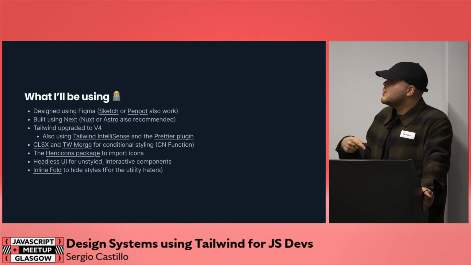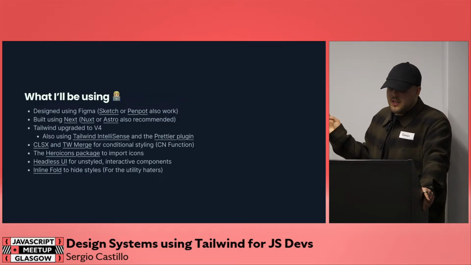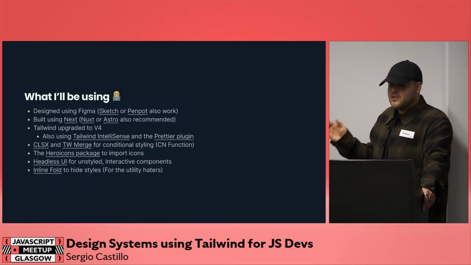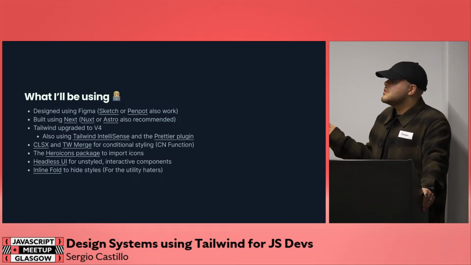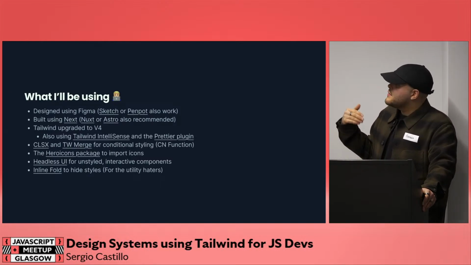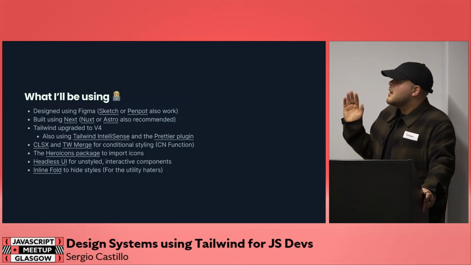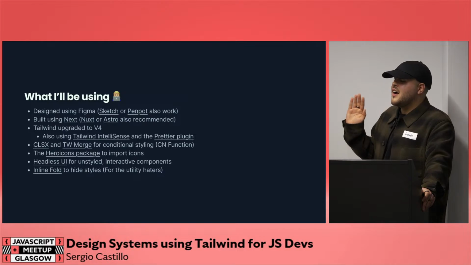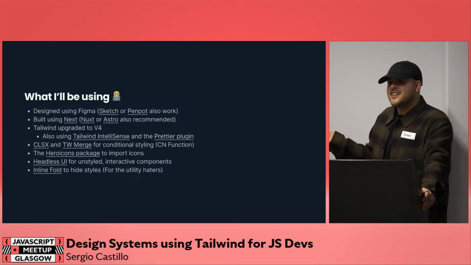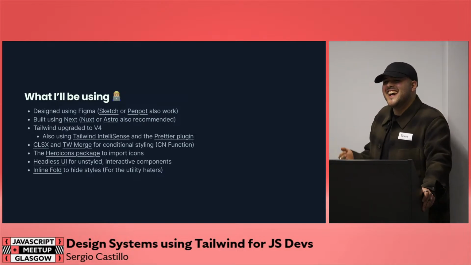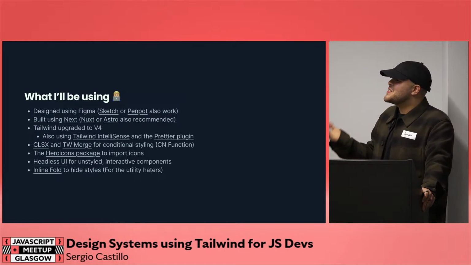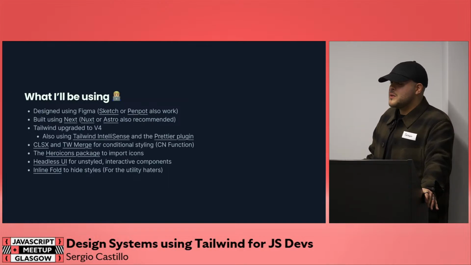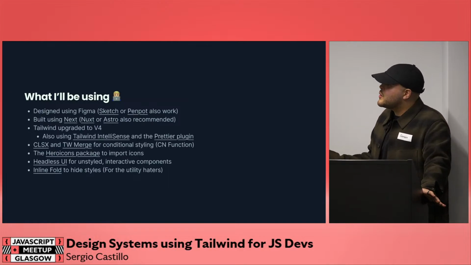I will show all of these during the little demo, but I've used Figma for the design. You can use Sketch. You can use Penpot if you don't want to use Figma. I've used Next.js. Looking back, I feel like Astro would have been a better choice, but you can use Astro, you can use Nuxt, you can use Laravel, you can use anything you want. All these ideas are completely framework agnostic.